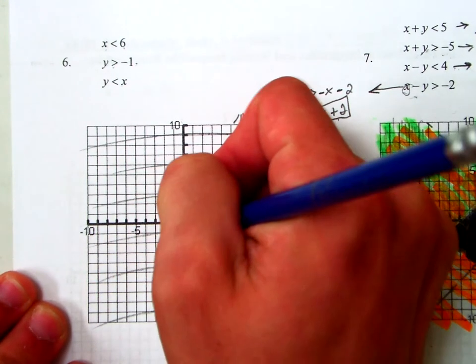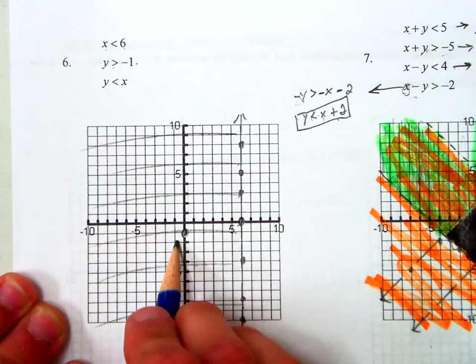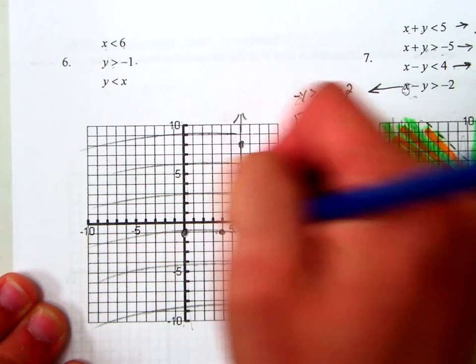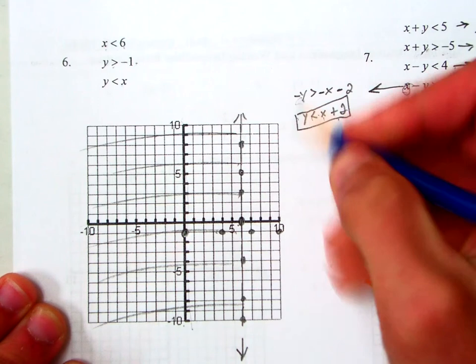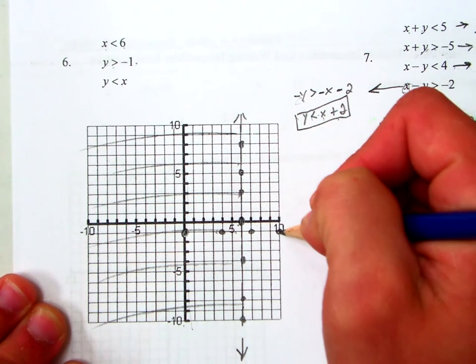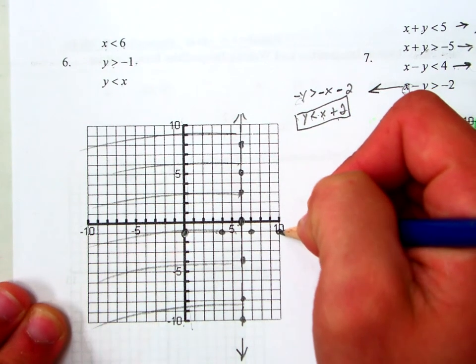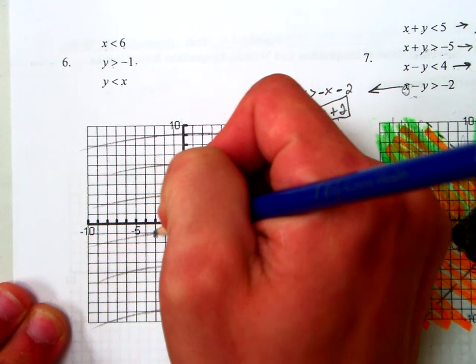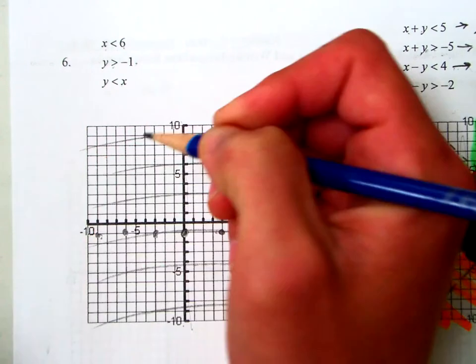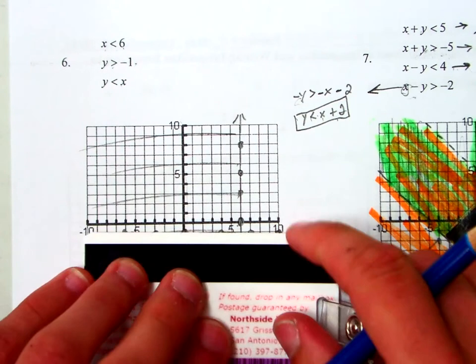Next, y is bigger than -1. So here's -1. That's where y equals -1. Where else does y equal -1? Anywhere on this line. While x might equal 10 here, y equals -1. Still, y equals -1. Anywhere on this line. And so, here's my next line.